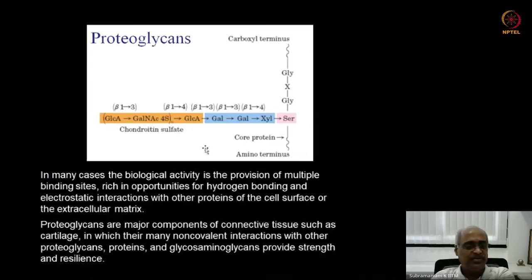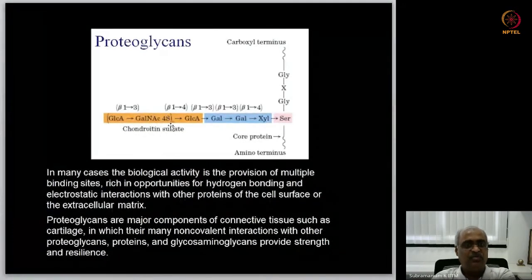And again, as I told you earlier, in many cases the biological activity is the provision of multiple binding sites. See, this is uronic acid, a carboxyl group, and then it has hydroxyl groups on the glucose moiety itself. And similarly, here you have an amino group and an acetyl group, therefore another carbonyl group, and the fourth carbon has a sulfate, and so on. So like this, you have multiple binding sites, rich in opportunities for hydrogen bonding and electrostatic interactions with other proteins of the cell surface or the extracellular matrix.